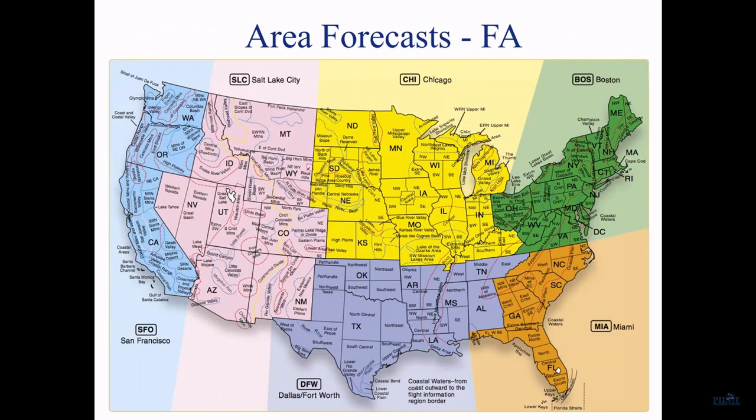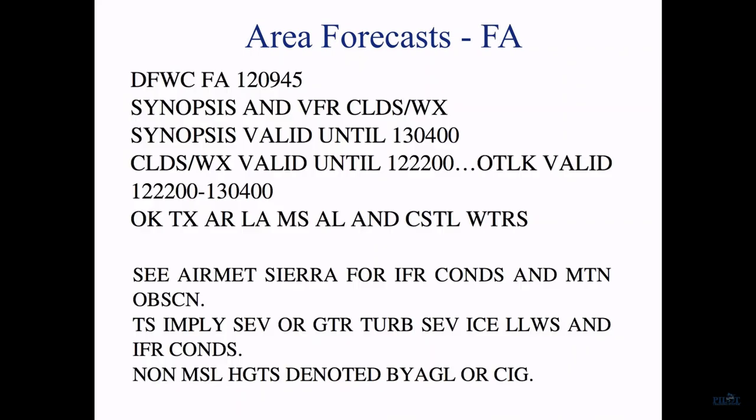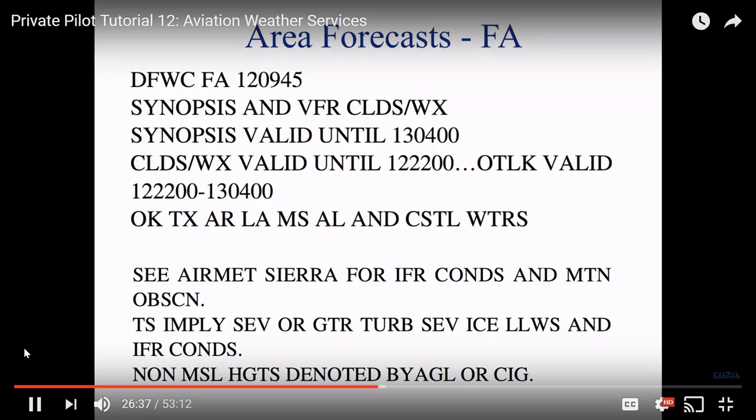The FA gives a picture of clouds, general weather conditions, and visual meteorological conditions, VMC, expected over a large area encompassing several states. There are 6 areas for which area forecasts are published in the contiguous 48 states. Area forecasts are issued 3 times a day and are valid for 18 hours. Area forecasts are typically disseminated in 4 sections and include the following information.